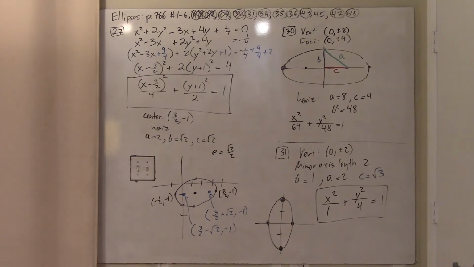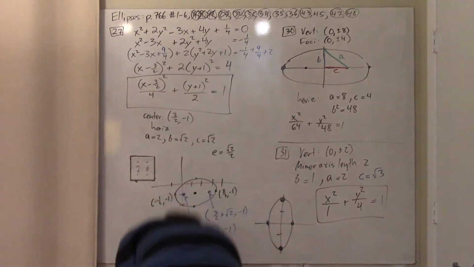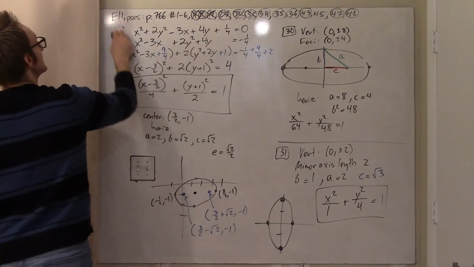Okay, just do a quick time check. Yeah, I guess we're doing alright. Alright, that was 31. Moving right along to some more of these.